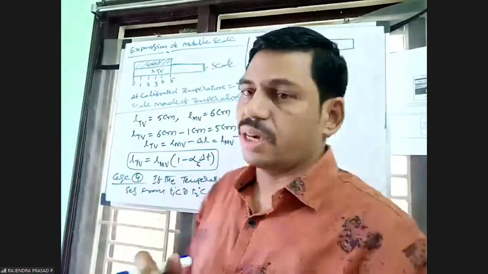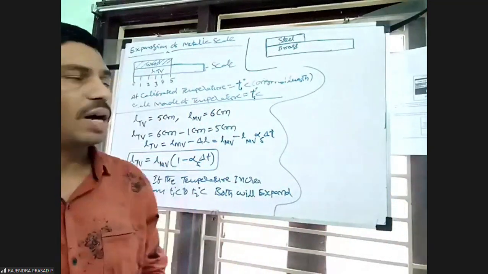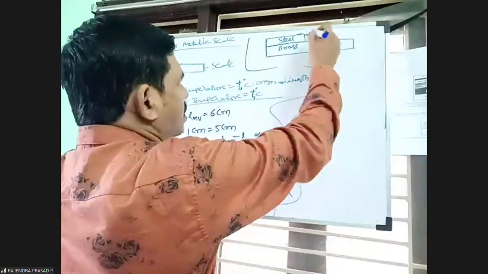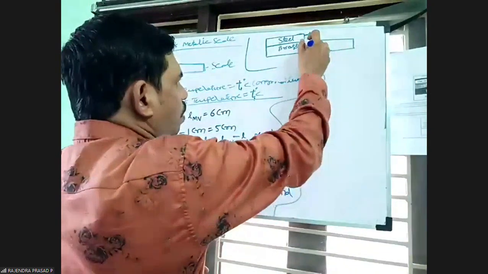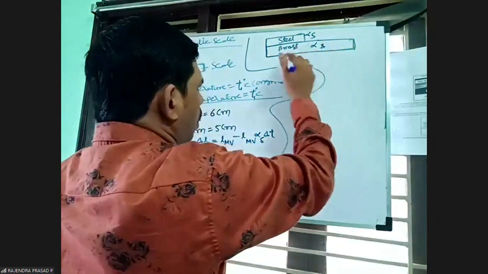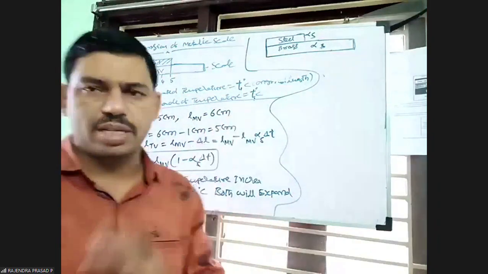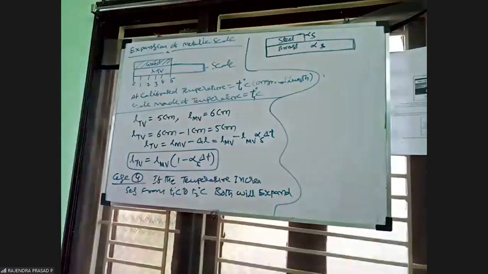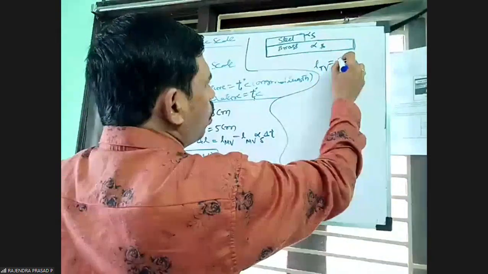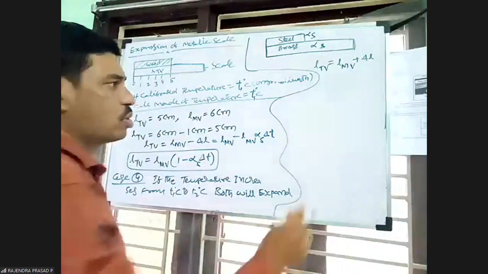But in this fourth case, both are metals. So brass will expand more. For example, this is alpha S, this is alpha B. Brass has more expansion, more alpha, same as the previous bimetal stick model. In this case, L true value is equal to L measured value plus delta L.